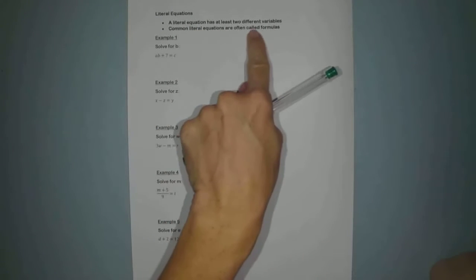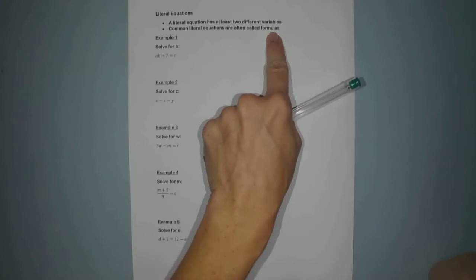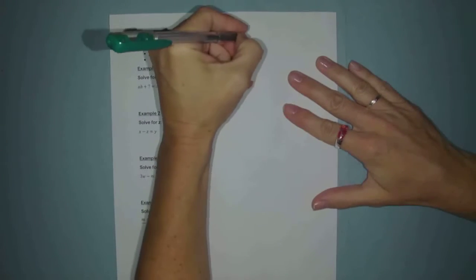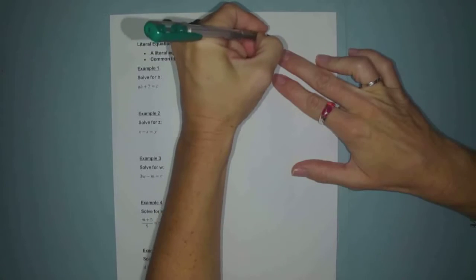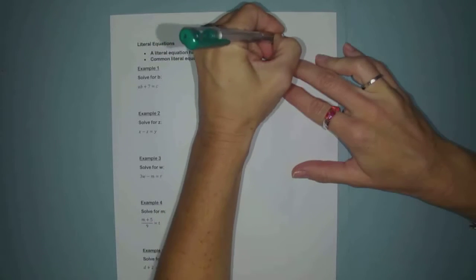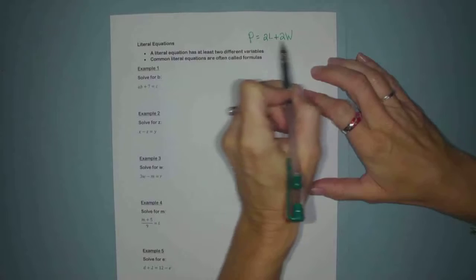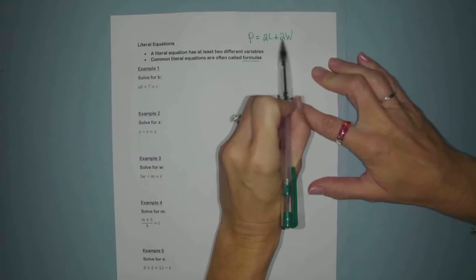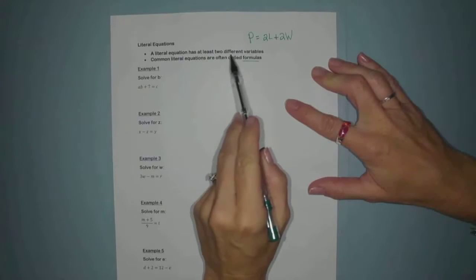And secondly, common literal equations are often called formulas. Like think about your formula for perimeter. Perimeter, let me write this up here, is 2 times the length plus 2 times the width. See, that's the formula for perimeter, and it has 3 different variables, which is at least 2.